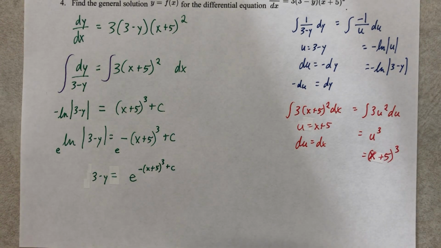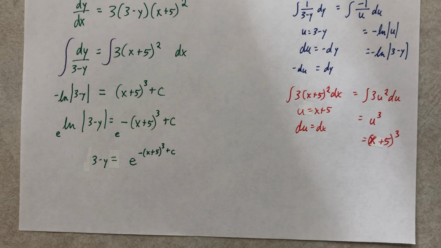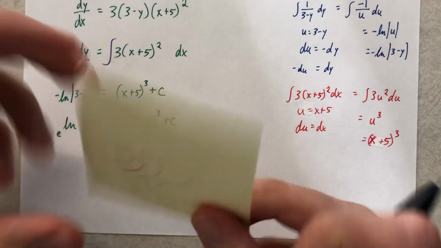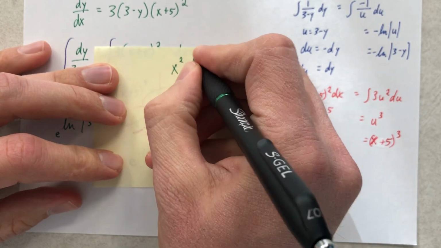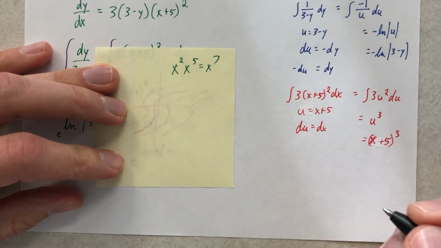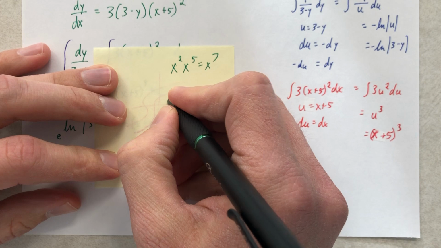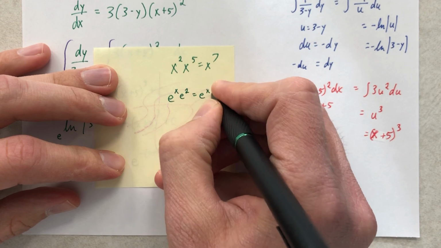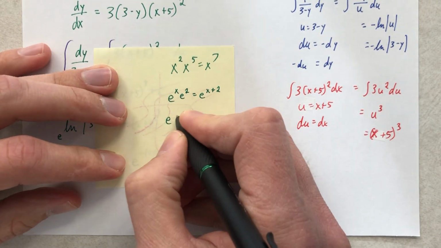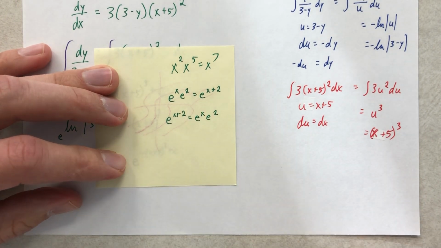All right, here we go. Things are about to get a little ridiculous, and this is going to happen a lot in the next lesson. So real quickly, post-it note time. Let me just use the back of another post-it note. If I had x to the second times x to the fifth, I'd really have x to the seventh, right? Of course. So if I have e to the x times e to the 2, we'd really have e to the x plus 2. So if I have e to the x plus 2, I really have e to the x times e to the 2. Same thing.